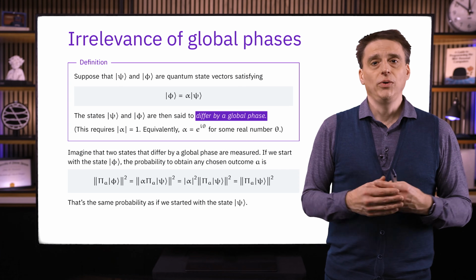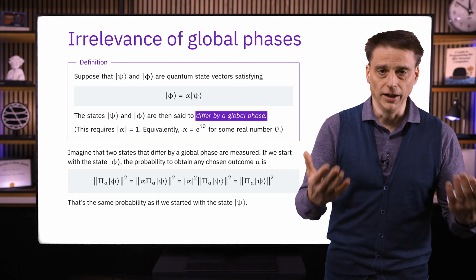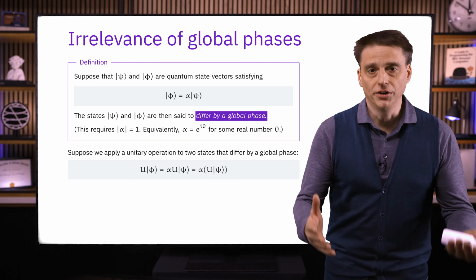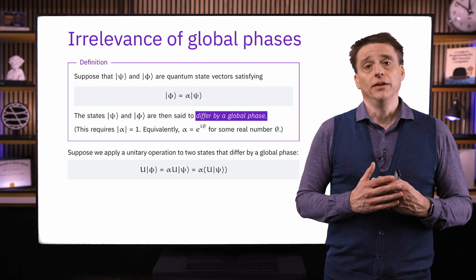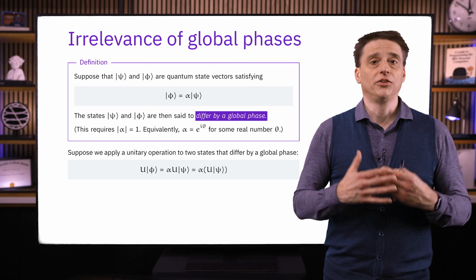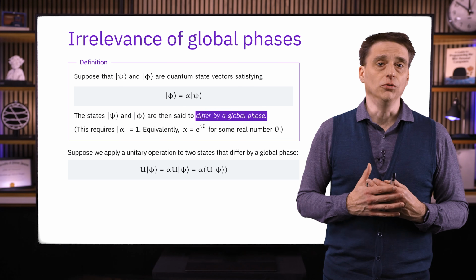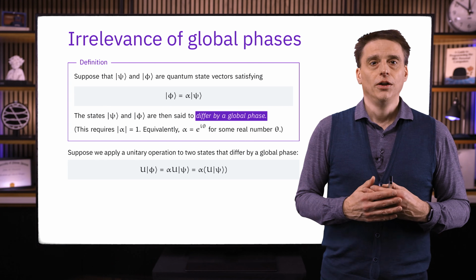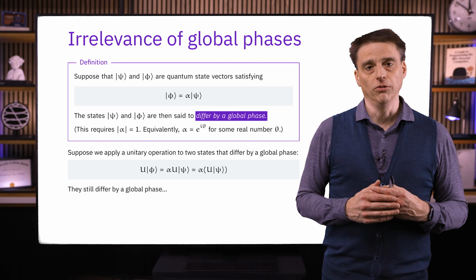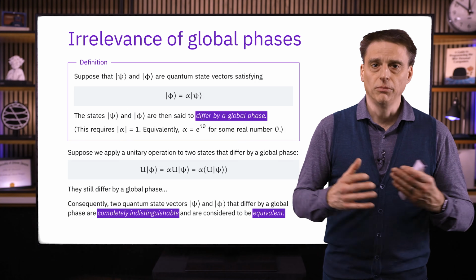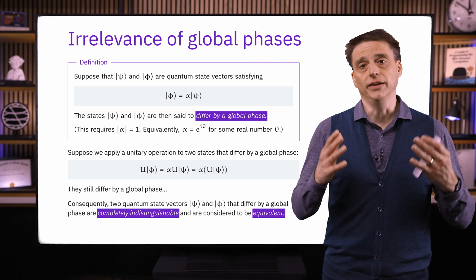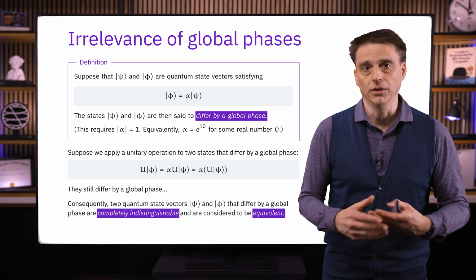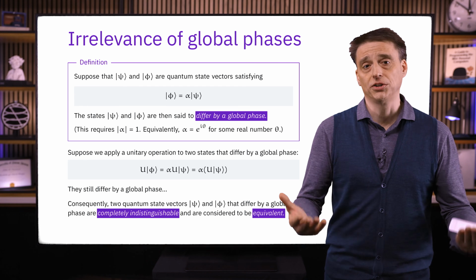So by measuring, we can't tell the difference between two states that differ by a global phase, even in a statistical sense. Finally, if we apply any unitary operation to the state phi, then again by substituting, what we will get is exactly the same complex number alpha multiplied to whatever we would get by applying the same unitary operation to the state psi. So the two states will still differ by a global phase. The bottom line is that the two states are completely indistinguishable. So there's really no difference between them at all in terms of what we could possibly learn about them from performing unitary operations and measurements.